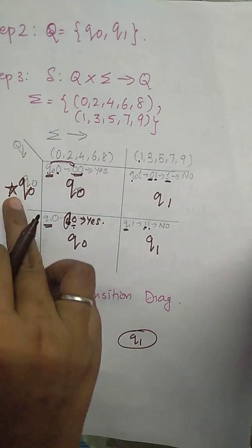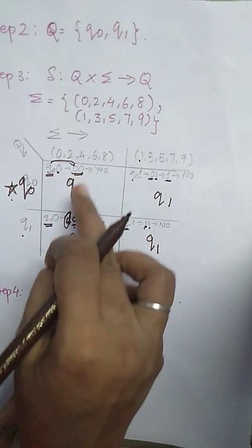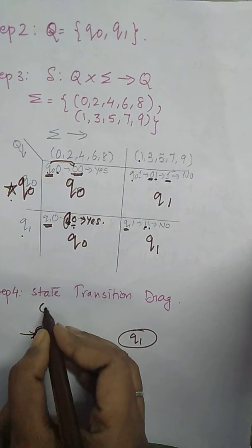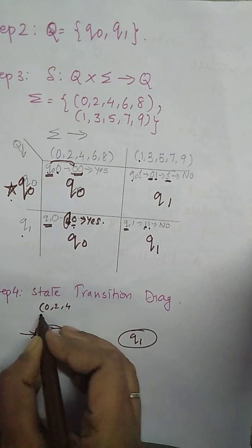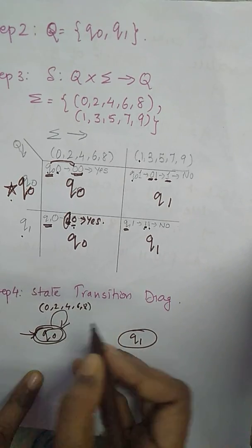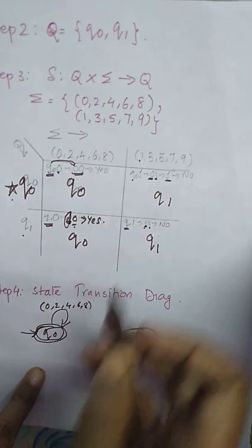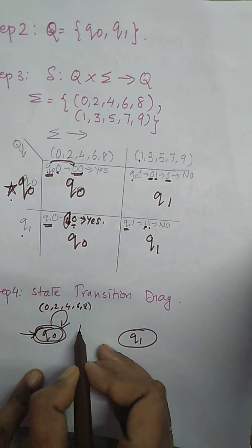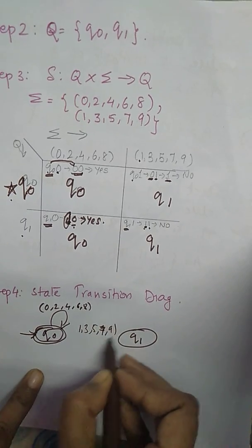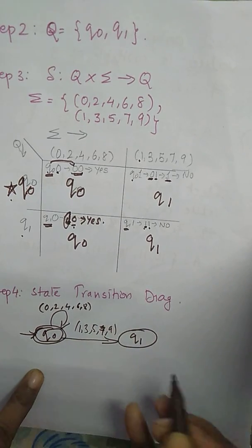Now Q0 on 0, 2, 4, 6, 8, where is it going? It is going to itself. Q0 on 1, 3, 5, 7, 9, where is it going? On 1, 3, 5, 7 and 9, it is going to Q1.